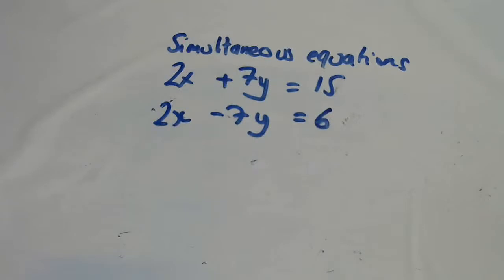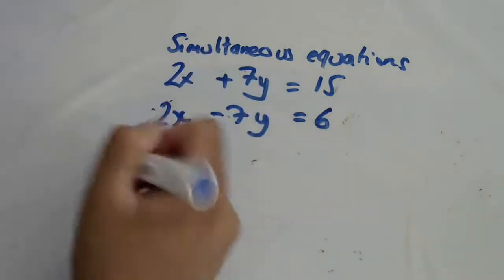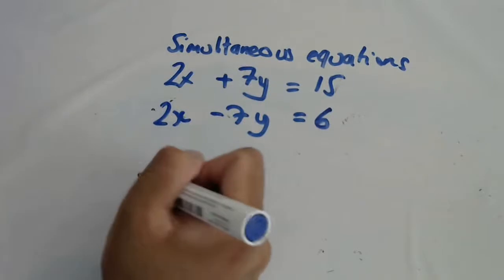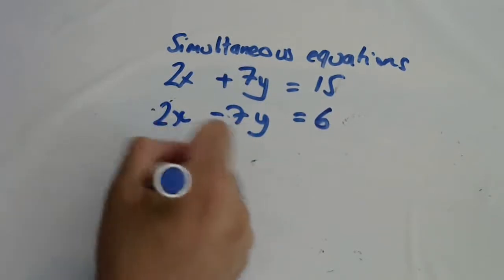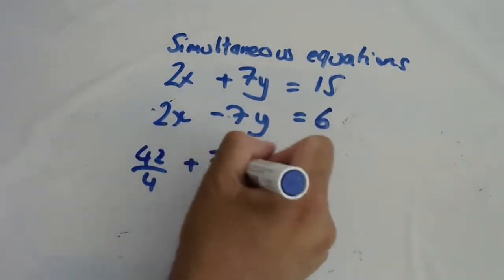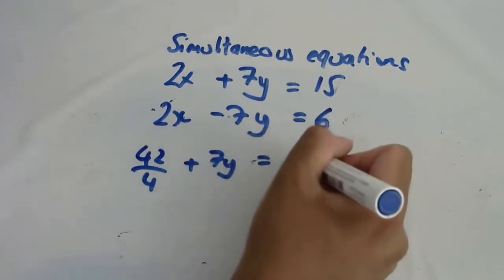Mm-hmm. One second, I'll just check that for you. Glorious. All right, let's have a quick look. So the claim was you add them together, of course they work. That's 21/4, so let's put it in the top one this time. So 21/4, so that's 42/4 here, plus 7y equals 60/4.